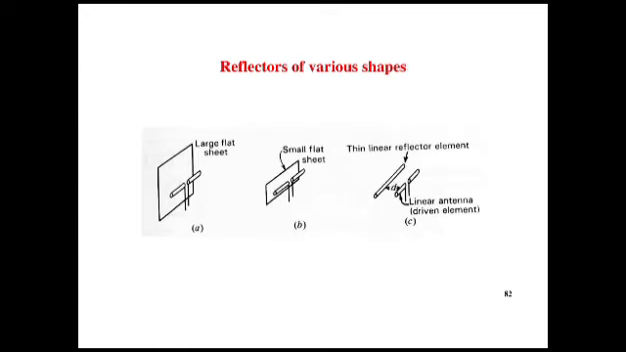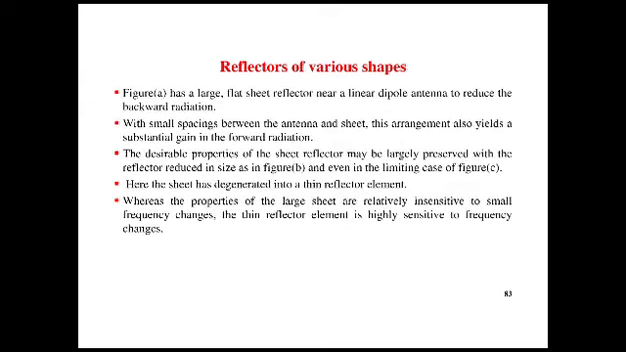Various reflector shapes: large sheet, small sheet, the linear reflector element or linear driven element of various shapes. Figure A shows a large flat sheet reflector near a linear dipole antenna to reduce the backward radiation. With enough spacing between the antenna and sheet, this arrangement also yields a substantial gain in the forward radiation. The desirable characteristics of the sheet reflector may be largely preserved with the reflector reduced in size as shown in the figure, and even in the limiting case of the figure.